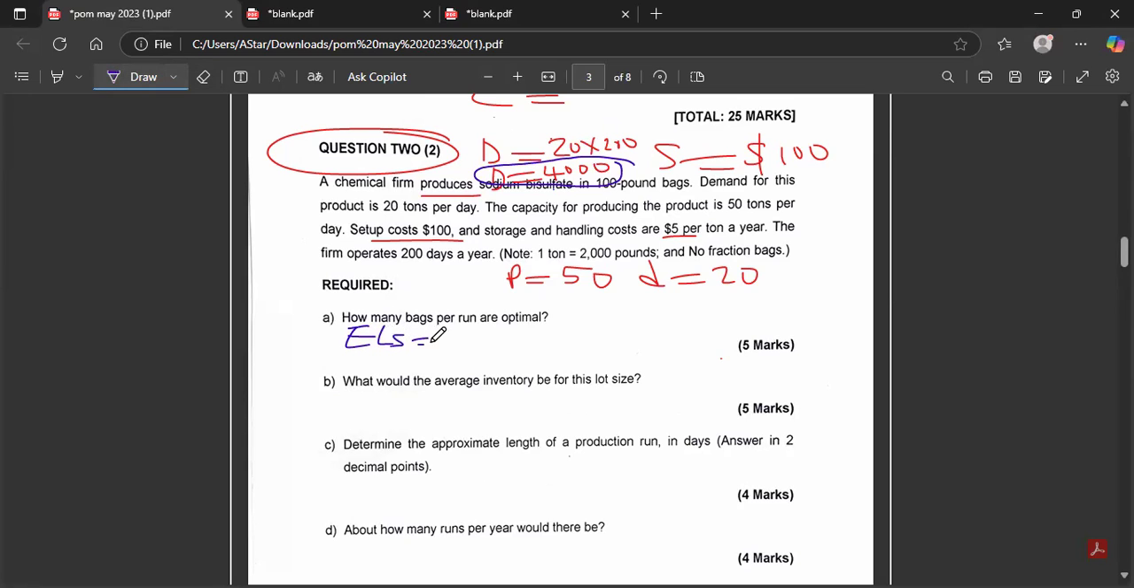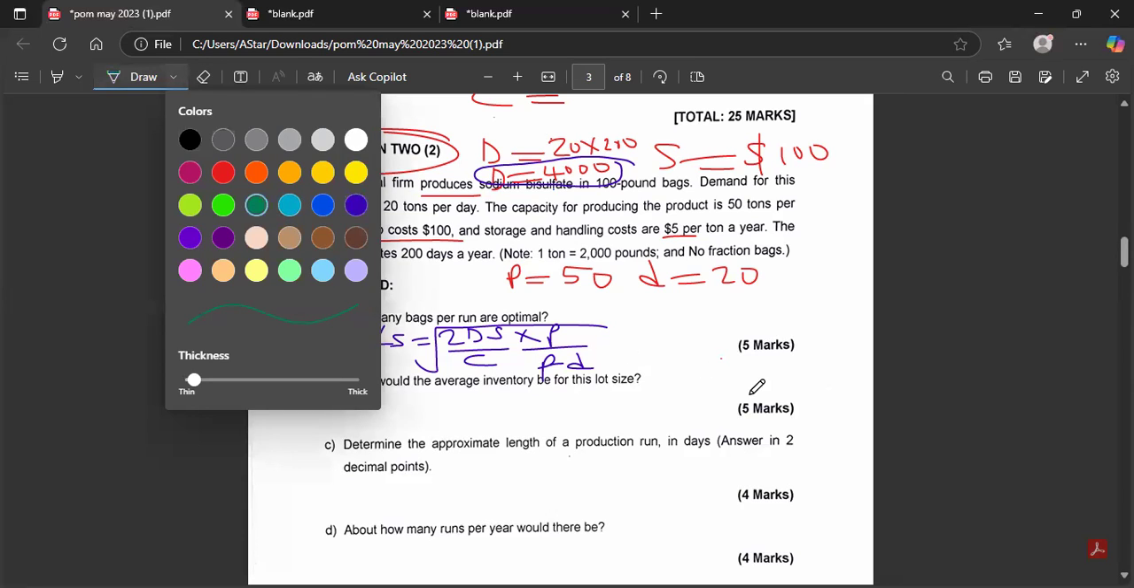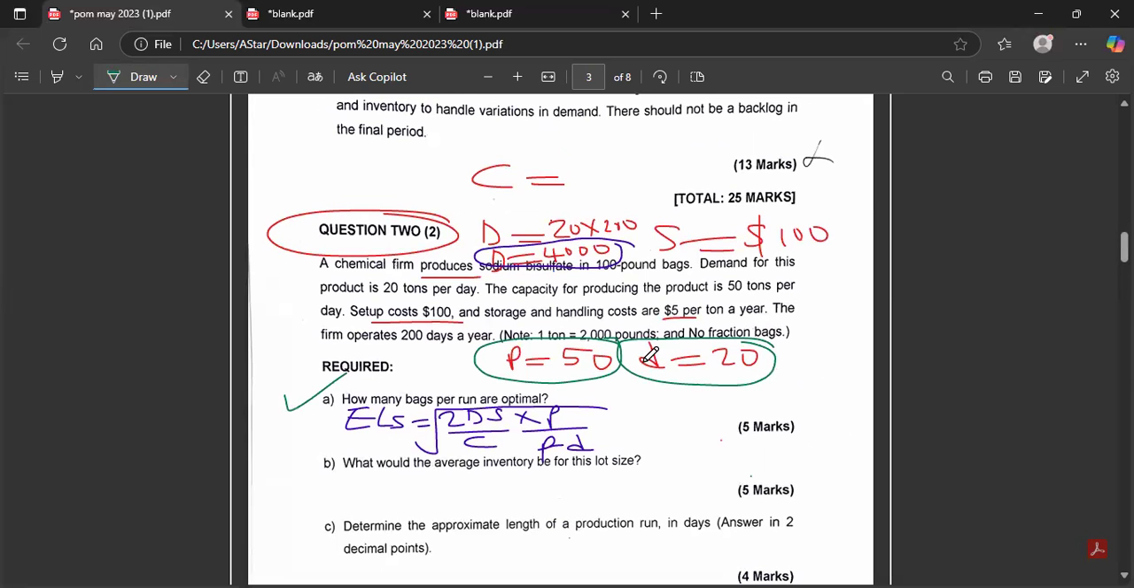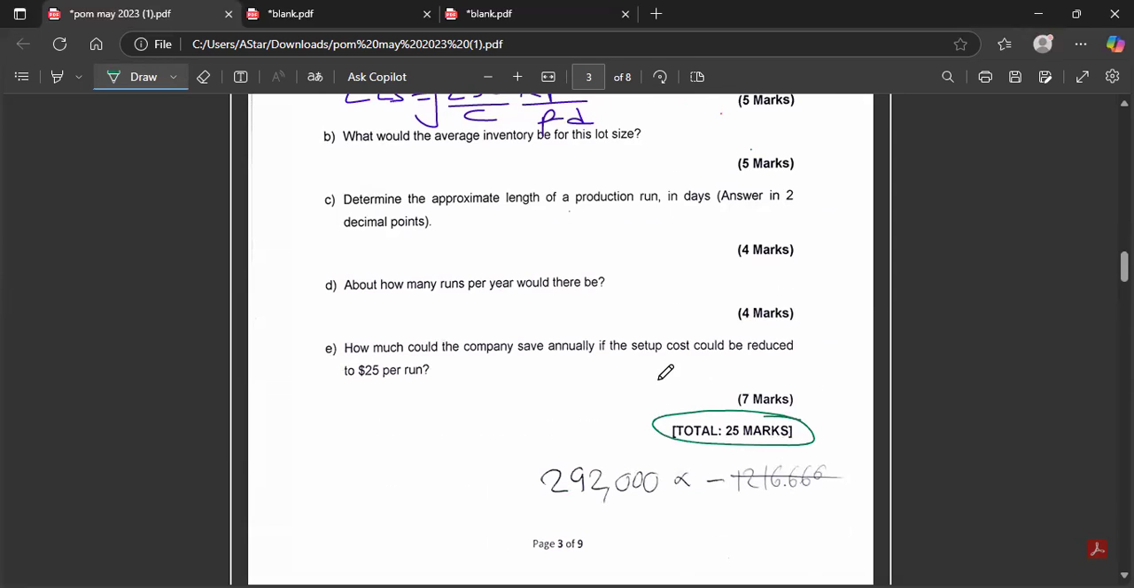Yes. So calculate using this formula for me. This is economic load size. So put the D as 4,000, S 100, C as 5. Okay? Then what else? P, the daily production, 50, daily demand, 20. So give me the answer for the first one. If you get the first one correct, then you get all these questions correct for 25 marks. So solve for me for the first one.